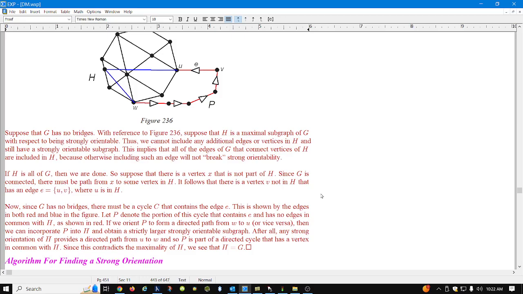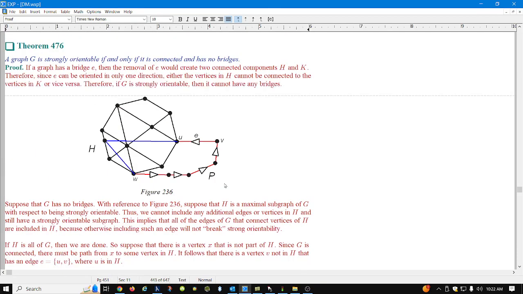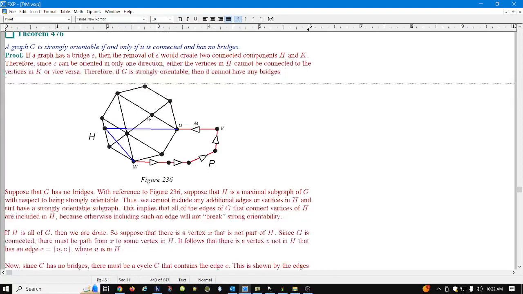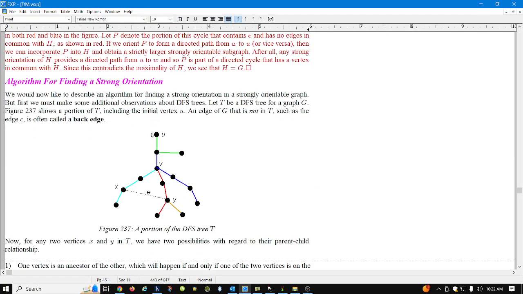You might want to stop and take a deep breath. The problem with this proof, it's perfectly correct, is that it's not algorithmic. We check this graph. We have a connected graph. We check it. It has no bridges. We know it's strongly orientable, but this doesn't tell us how to get a strong orientation, how to orient the graph to make it strongly connected. So let's look at that.